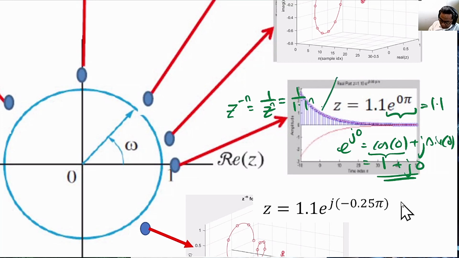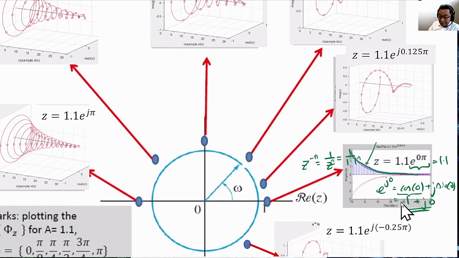Now we can plot, and you realize that we are only plotting a real sequence because the imaginary part is always 0, since we are doing omega equals to 0. Take a moment to realize that as n goes to infinity, 1 over 1.1 to the power of n goes to 0.